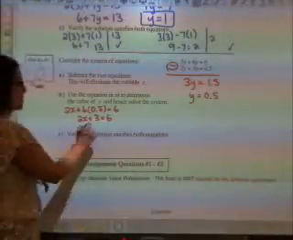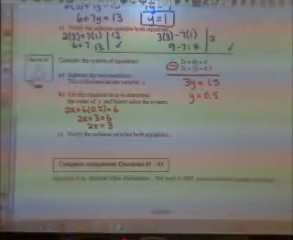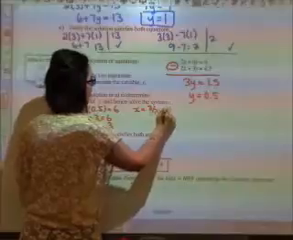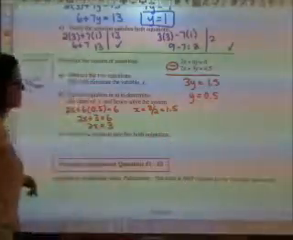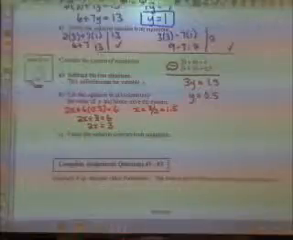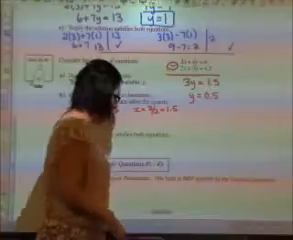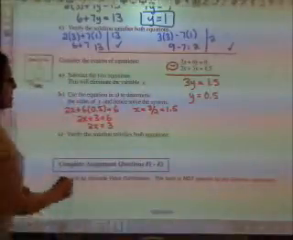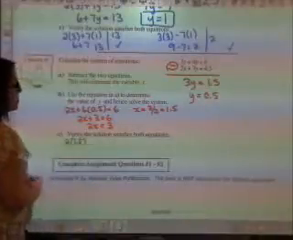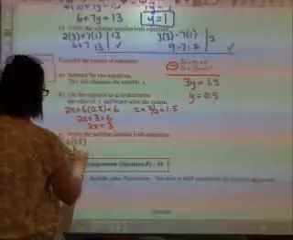Subtract by 3 on both sides. And then divide by 2. And I get that x is 3/2 or 1.5. And then again, I can verify the solutions by plugging those values of x and y into the original equations. So 2 times 1.5. What is 2 times 1.5? 3.